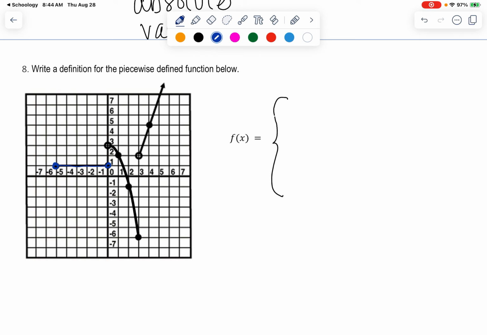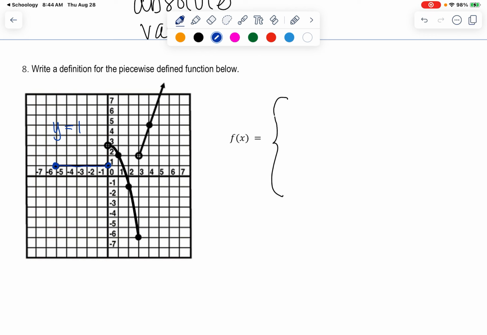So if you look, this is a horizontal line, no slope. It's the horizontal line going through the y value of 1. So that's the line y equals 1, right? And it goes from -5, -1, -2, -3, -4, -5, yes, just making sure, to 0. So we want to write that.